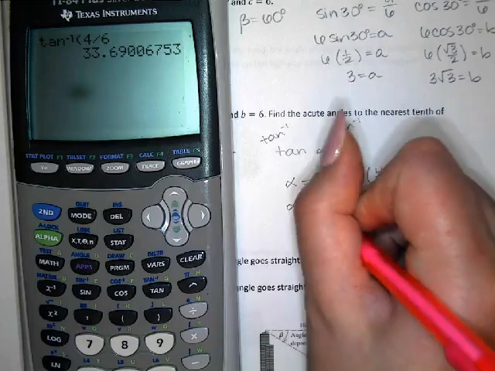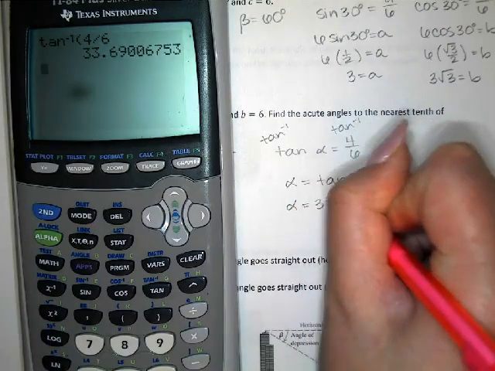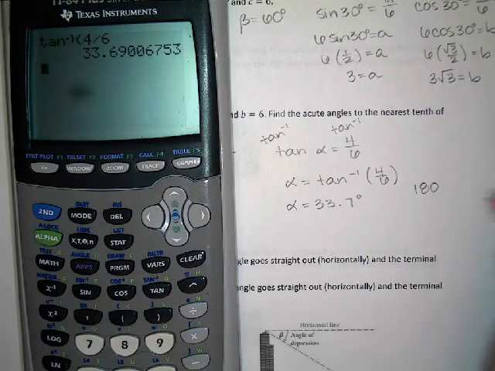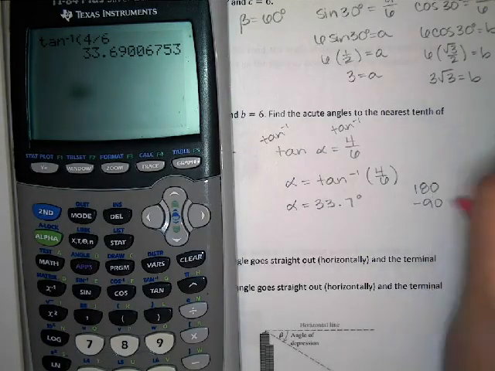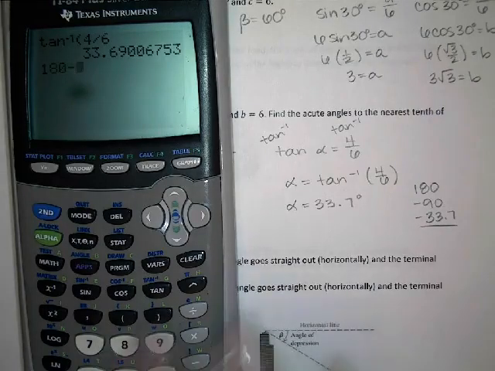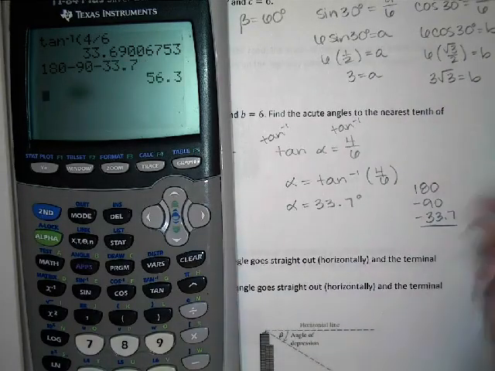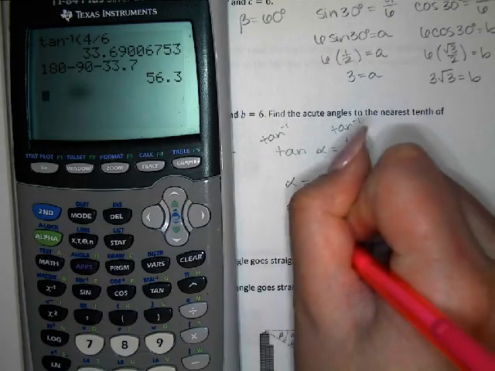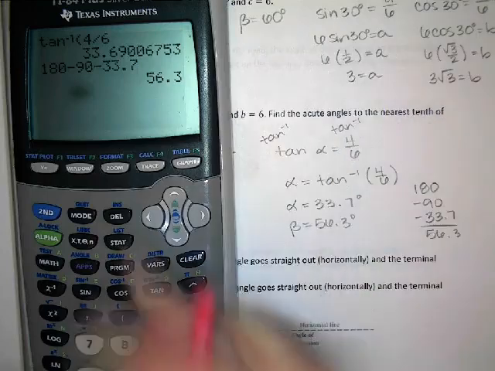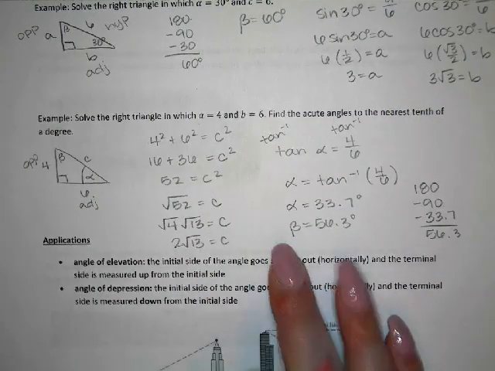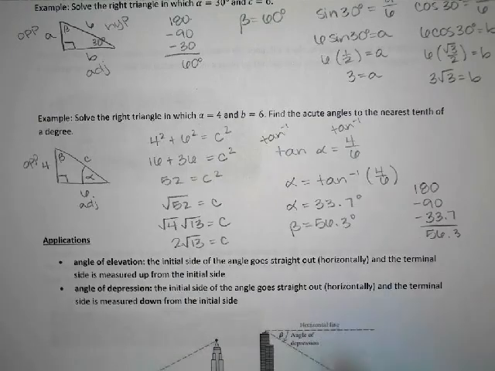And then to find the other degree measure that I'm missing, I'm going to do the entire triangle, 180, minus 90 minus the 33.7 that I just found. And I get 56.3, and so beta is 56.3 degrees. And so this is solving the right triangle. I solved it because I found all of the missing information, but the acute angles to the nearest tenth of a degree, these are the 2 acute angles.